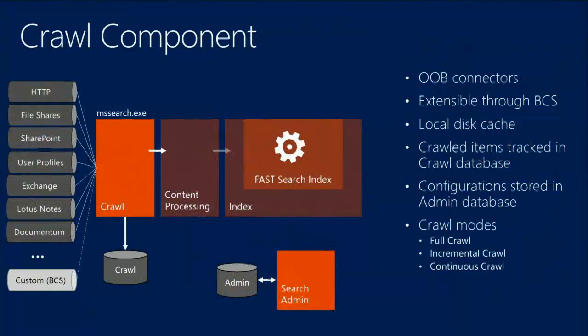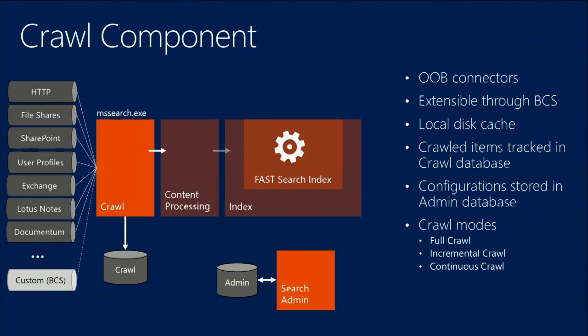Let's start by talking about the feeding chain. So this is probably the component that has changed the least, the crawler. As you can see, we have all the out-of-the-box connectors as we used to have from FAST Search for SharePoint. We lost a couple of the more FAST-specific connectors, but the other ones are still here. We have the web crawl, file shares, SharePoint. And related to SharePoint, there's a new feature called continuous crawl.